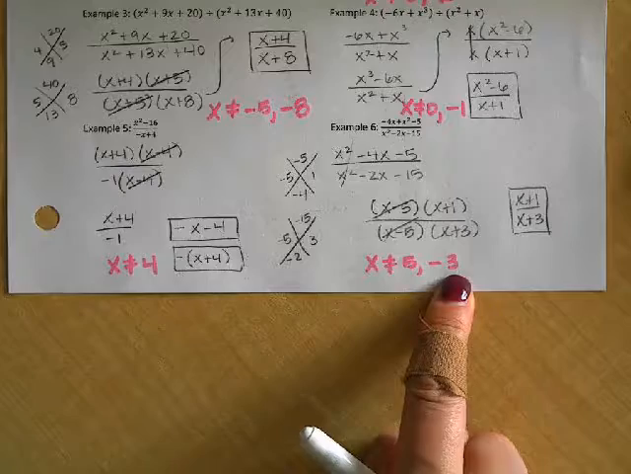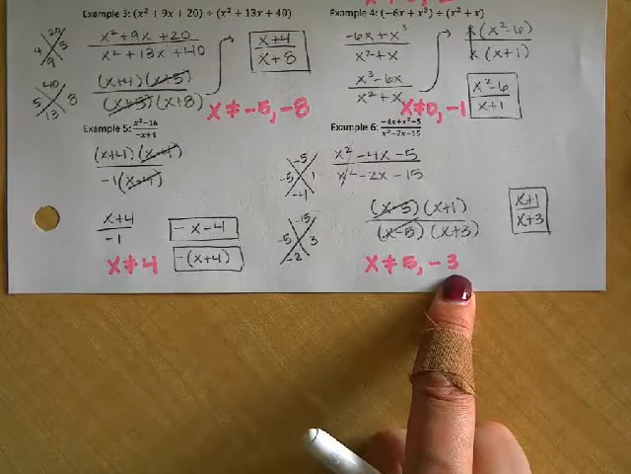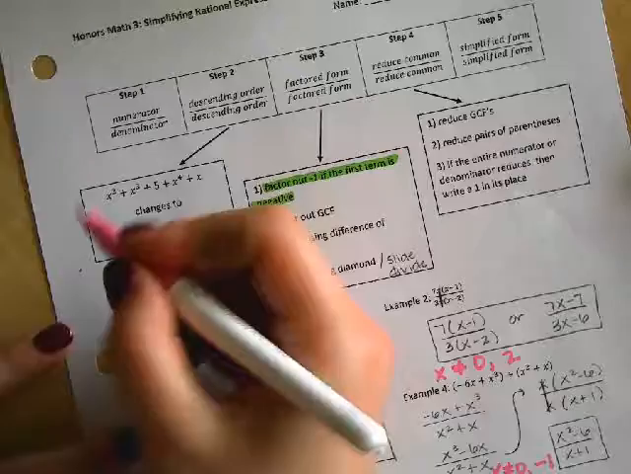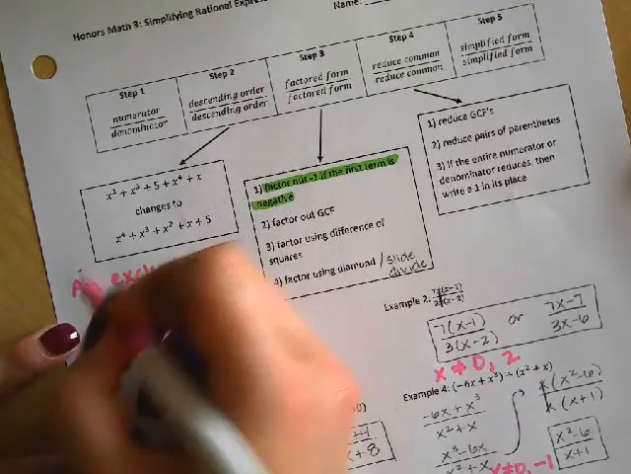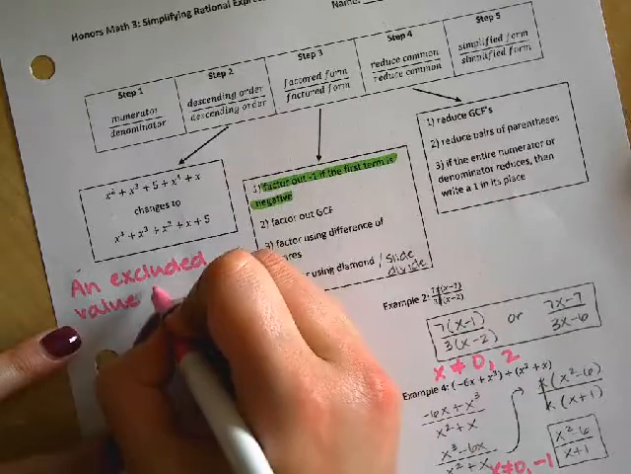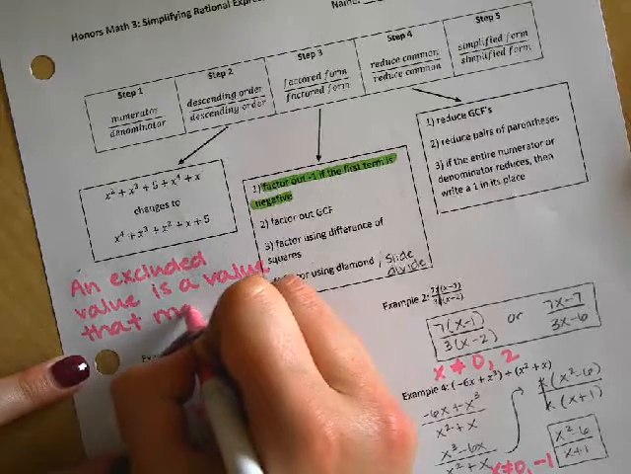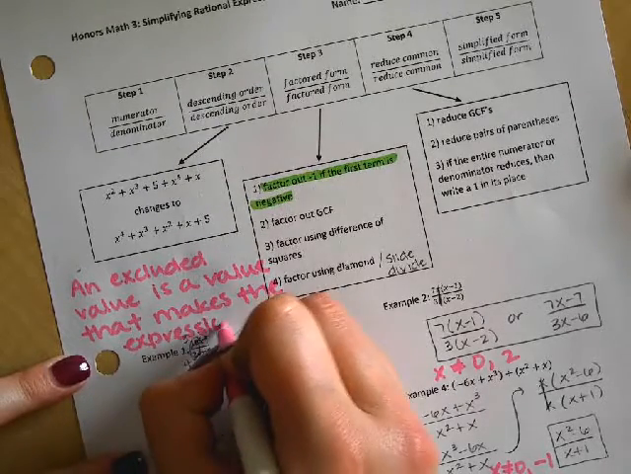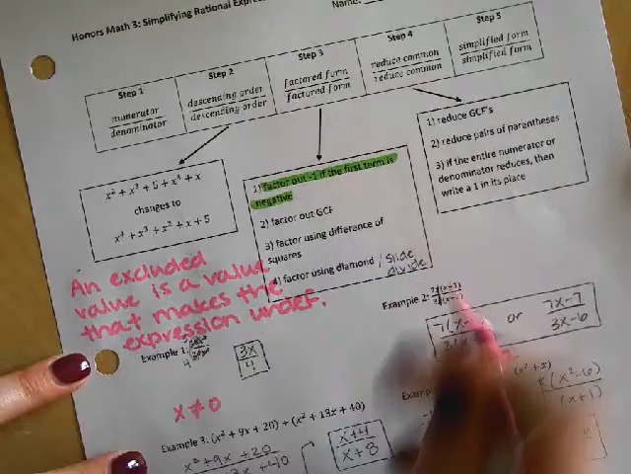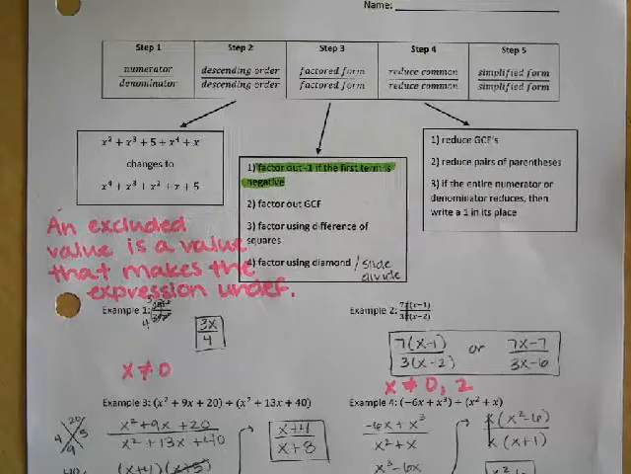Okay, so an excluded value in this unit is a number you are not allowed to plug in because it would make the bottom of the fraction equal 0. Okay, so we're going to go back and write this on your notes wherever you can fit it. We're going to say an excluded value is a value that makes the expression undefined. So in this unit, we would say the excluded value would make the bottom of the fraction equal 0.